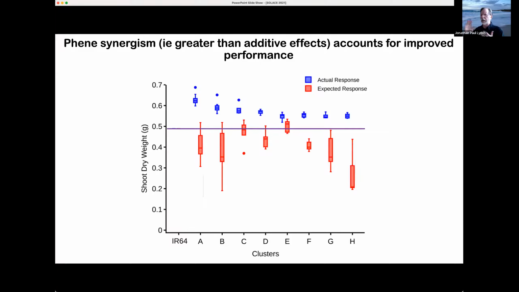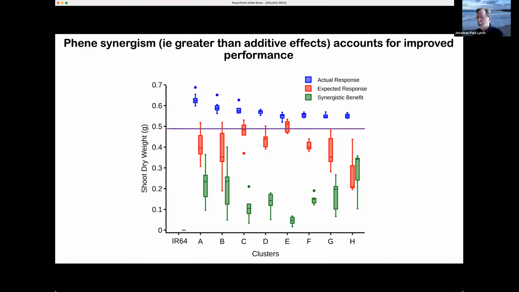So if we just assume an additive contribution of different phene states, we will not be able to find a good phenotype. The reason these phenotypes are better than IR64 is because of synergism among the phenes. As an example of that, I asked you to look at your hand. Fingers are wonderful, thumbs are wonderful, but having thumbs and fingers together is really wonderful. And that's an example of phene synergism that we see throughout biology. So by looking at these integrated phenotypes, how these individual phene states work together, we can find better phenotypes than if we just consider one phene in isolation.